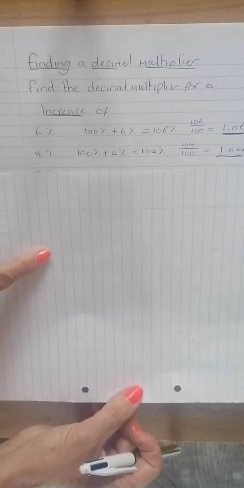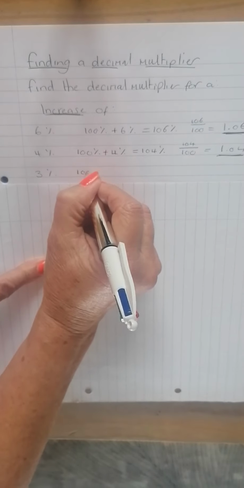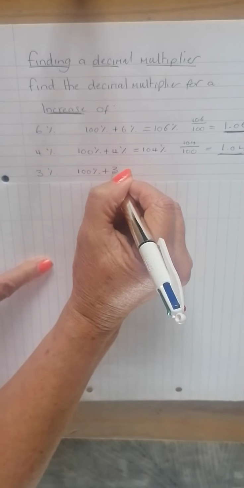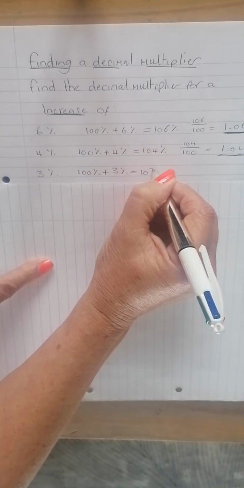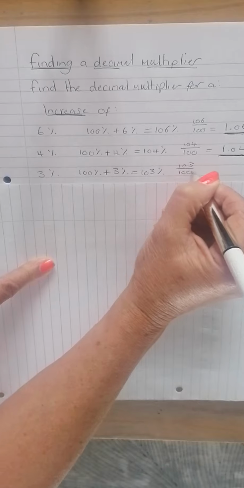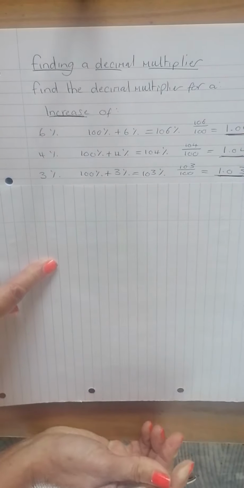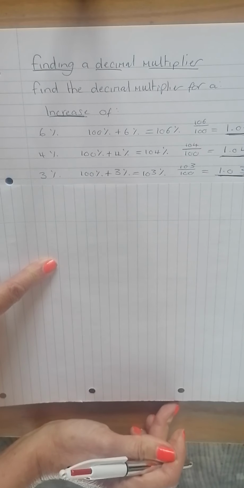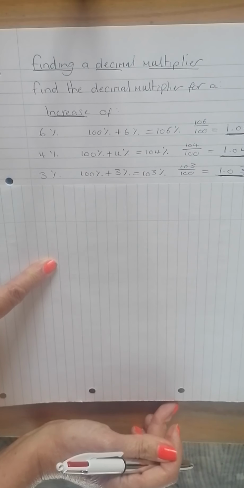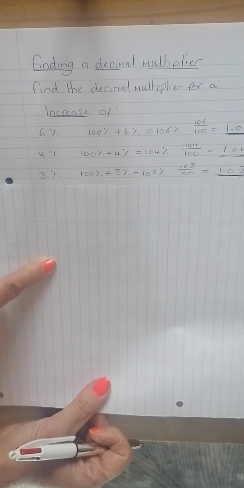Let's do another one. Increase of 3%. Again, you always start with 100%. We are adding 3%, so it's 103%. Divide by the 100 to get our decimal, 1.03. So these decimal multipliers are really important, especially when you go on to do things like compound interest, which is going to be in the video following this one.